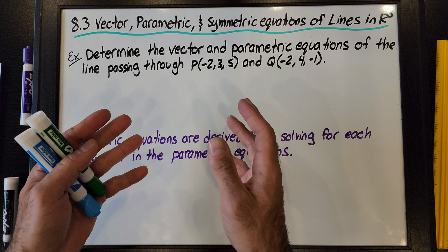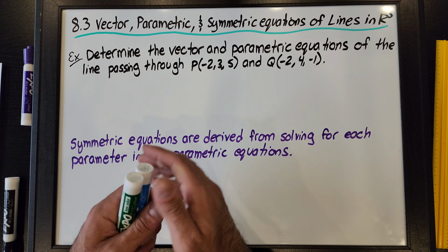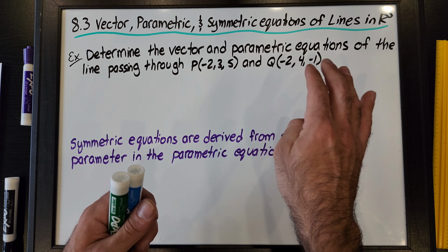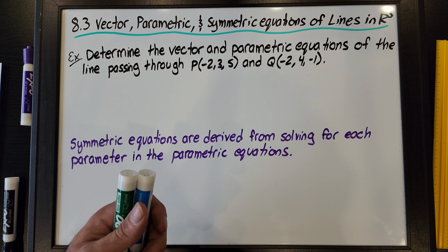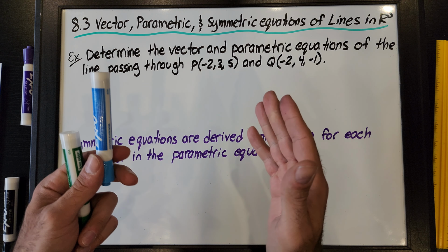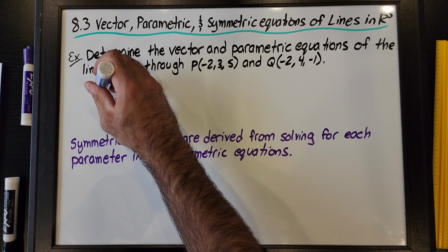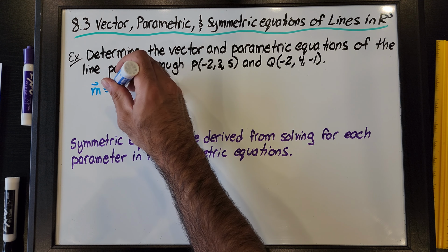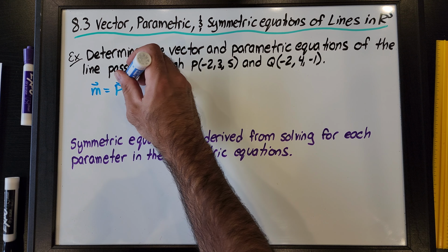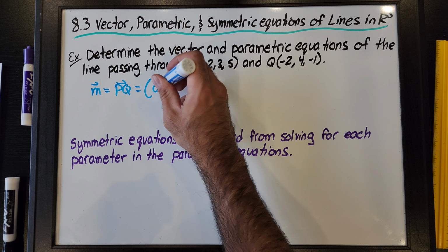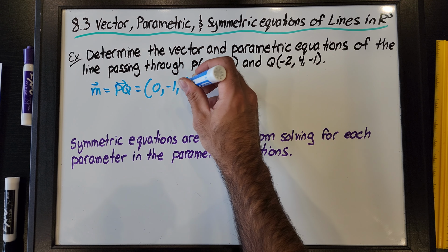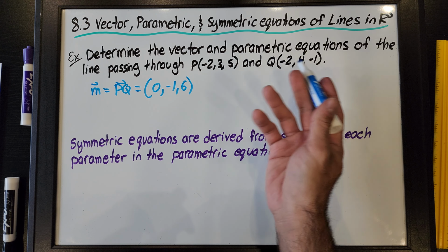So we want to determine the vector and parametric equations of the line passing through this 3-dimensional point and this 3-dimensional point. So the process is actually the exact same. Okay, we need a directional vector. We need M. And M in this case is still going to be PQ, and that's going to be 0, -1, 6. Find the vector between P and Q.